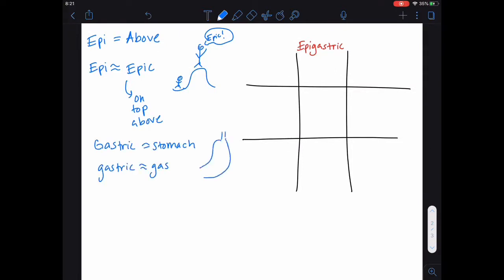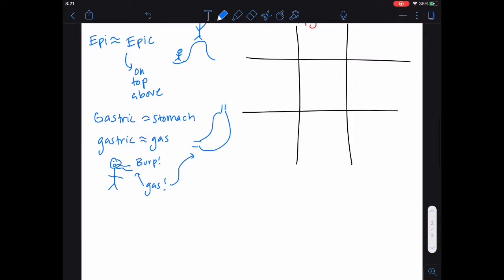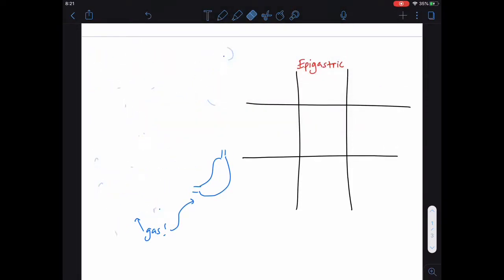And gastric actually relates to stomach, but you can think gastric as the word gas and relate that to gas in your stomach when you burp. So you will know stomach is in that region.